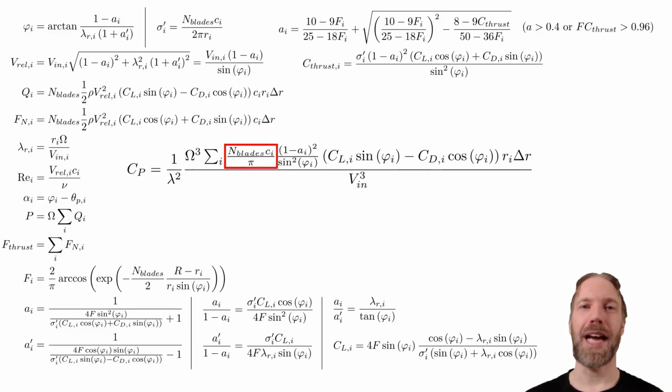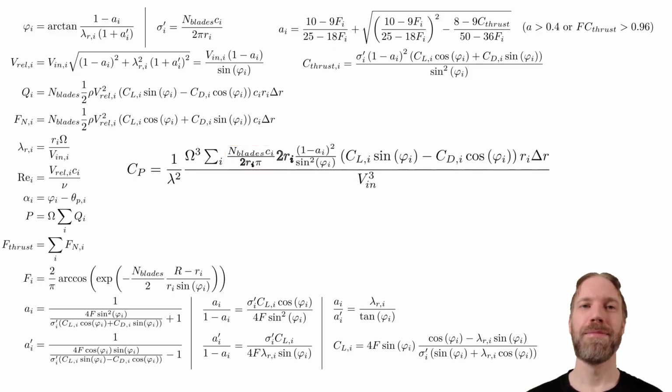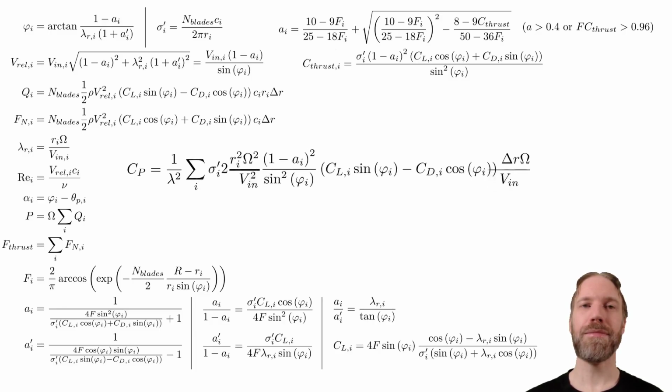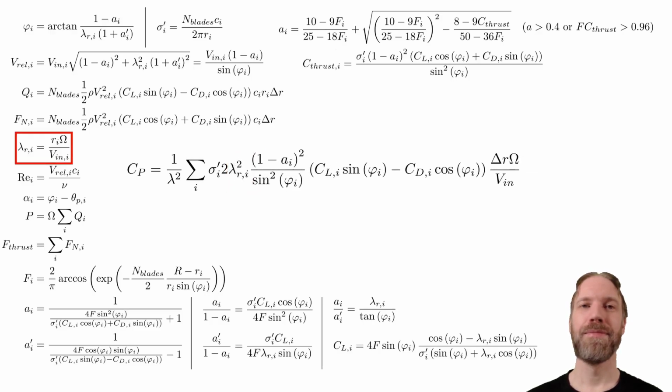Multiply and divide by 2 times radius. We can now identify this expression as the solidity. Place rotational speed and radius next to each other. Place inlet velocity next to them. This is the local tip speed ratio. Let's call this term delta lambda.